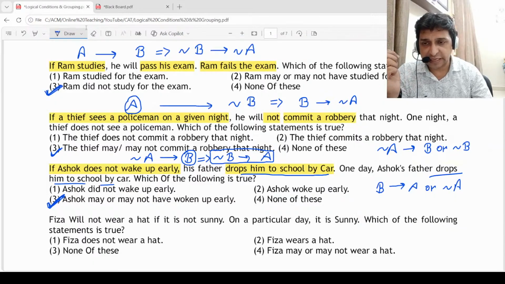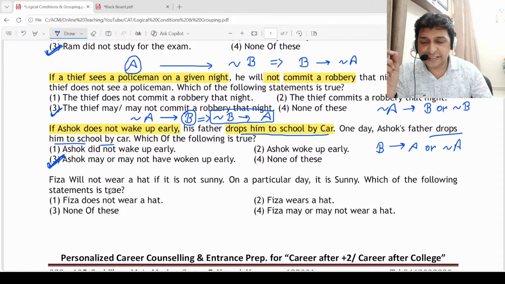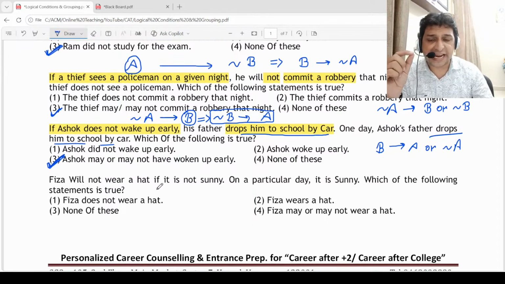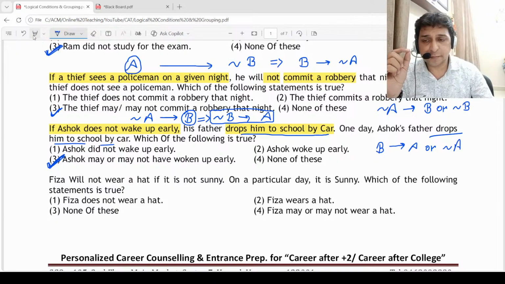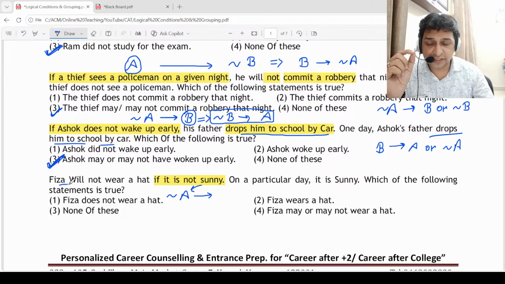Let's see the example and the application of it. So Fiza will not wear a hat if it is not sunny. Now, the "if" coming here means not sunny. That is my A statement. So A did not happen. This is A. So Fiza will not wear a hat. That means wearing a hat became B.